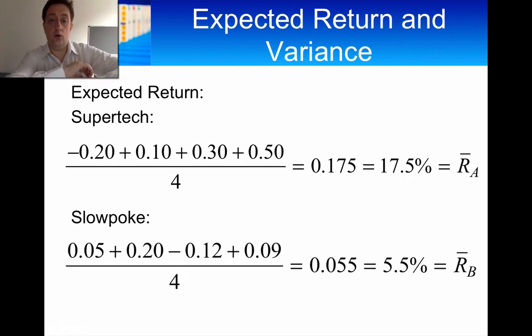And you do the same thing for Slowpoke. You just take the average, and you see that the expected return for Slowpoke is significantly lower than the expected return for Supertech. Now, is it a better investment? Is it a worse investment? Well, you don't know yet because you don't know how these securities correlate with each other. You don't know what the variance is. And there are also other characteristics like systematic risk, which we'll cover in a future video, that will impact whether we think this is a good investment or not. So we have the expected returns: 17.5% for Supertech and 5.5% for Slowpoke. And remember those as I go through the video.